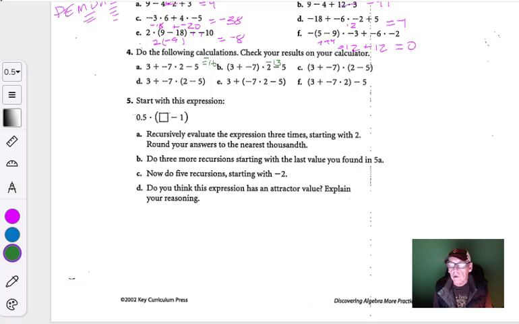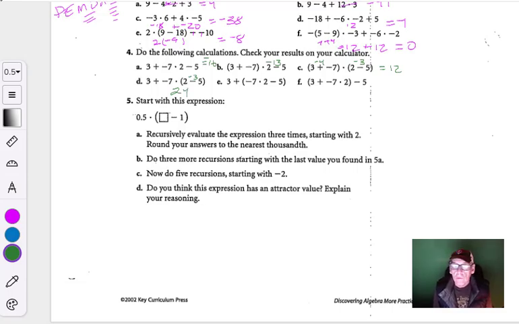Here we get a negative 4. On the other side, we have a negative 3. So we end up with a negative 4 times a negative 3. That's going to be a positive 12. Looking at D, we have to do the 2 take away 5. This is going to be a negative 3. We've got to do this multiply. Negative 7 times negative 3 is positive 21. Positive 21 plus 3 gives us 24.